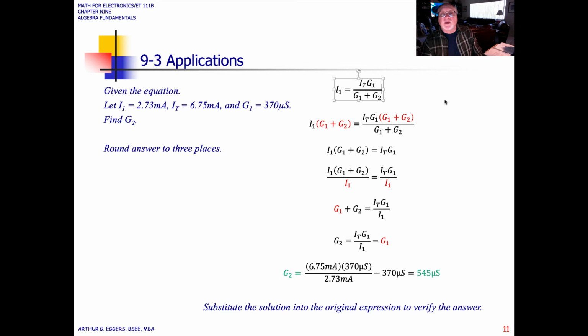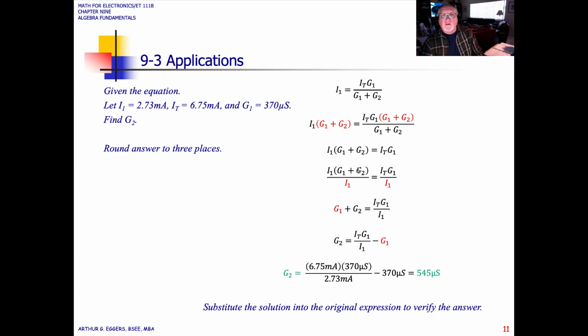So we take the expression that was given to us and we're going to move the denominator out and multiply by both sides. In doing so, I have the current I1 times G1 plus G2 is equal to the total current times G1. Okay, now the next thing I'm going to do is multiply both sides by I1 so that this current I1 and this current I1 cancel, and I'm left with the total current, the conductance G1, and I1 on the right side of the equation. Once I do that, then I have these terms freed up. I can start moving them around.